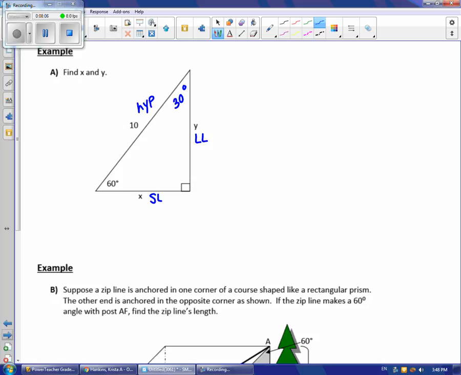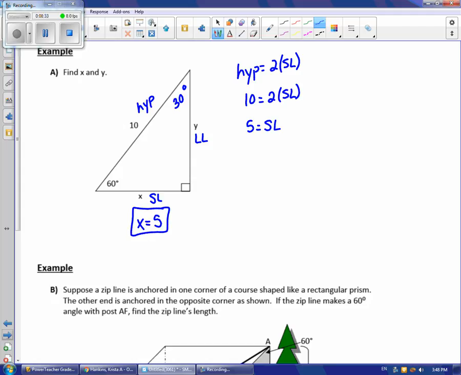The hypotenuse is always across from your right angle, short leg is across from 30, and your long leg is across from 60. Using my theorem, I know that my short leg is half the length of the hypotenuse, or you can say your hypotenuse is 2 times your short leg. So 10 is 2 times my short leg. Divide both sides by 2. That means your short leg is 5. So x is 5. Okay, that's easy enough.